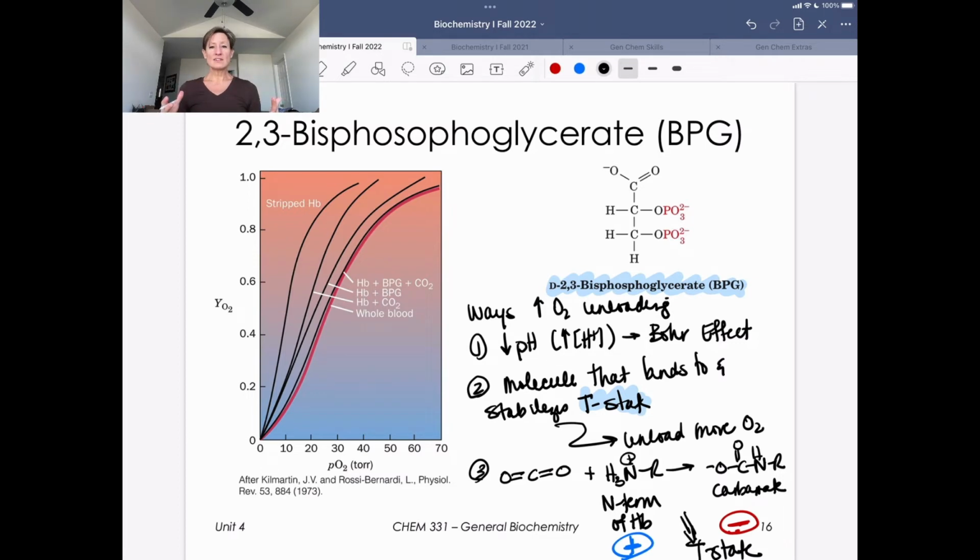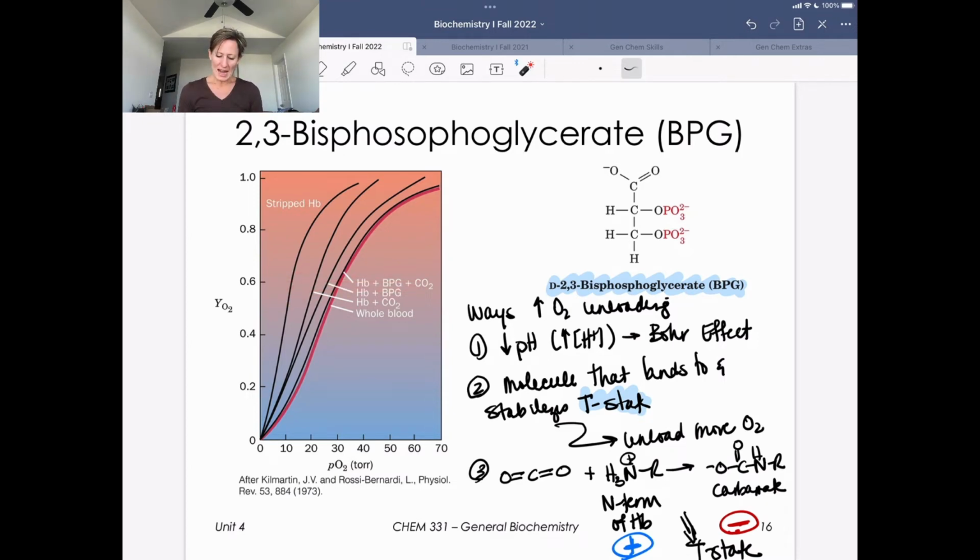So all of these things are ways that we are going to shift our binding curve to the right. So let's take a second and look at, again, this fractional saturation as a function of oxygen concentration. And what we can see is when we have stripped hemoglobin, and stripped hemoglobin means it does not have this small molecule, okay, and it does not have any carbon dioxide in there. So we're considering this baseline system. And without those, we actually bind oxygen more tightly. We actually shift this binding curve to the left with stripped hemoglobin.